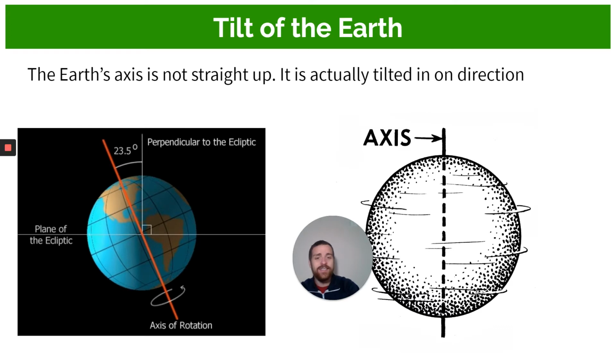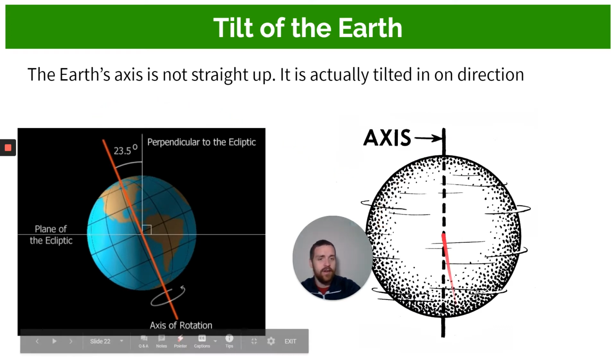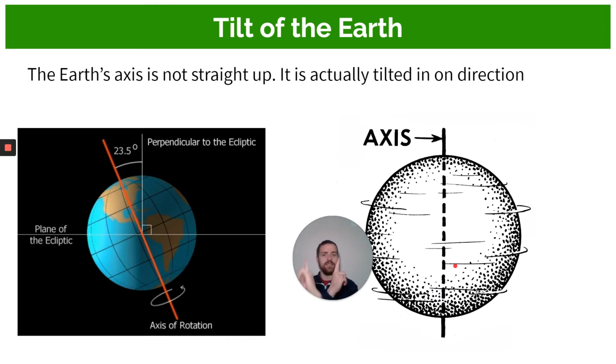The Earth's axis isn't actually straight up like this. Okay? It doesn't spin like that right around the sun. If the sun's here, it's not straight up and spinning around it. The axis is actually tilted at 23.5 degrees. So if the axis was straight up, that's where it would be, but it's actually off at an angle. So the Earth's axis is not straight up, it's actually tilted in one direction.